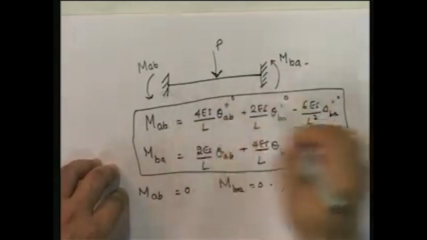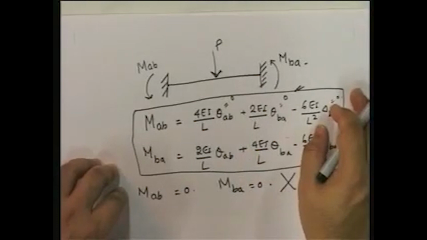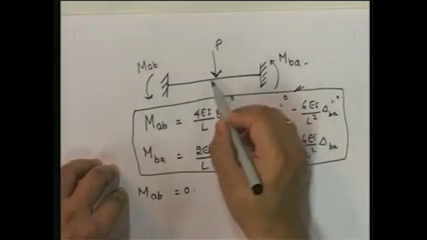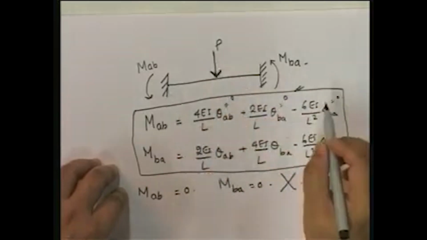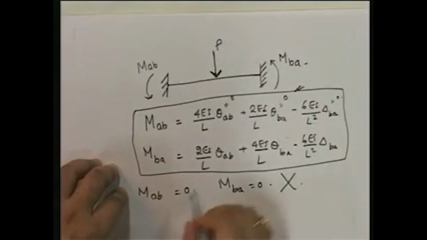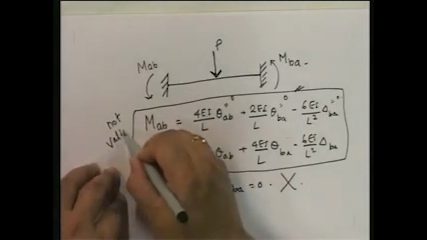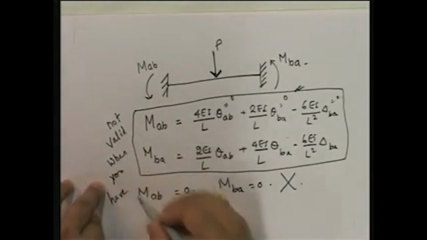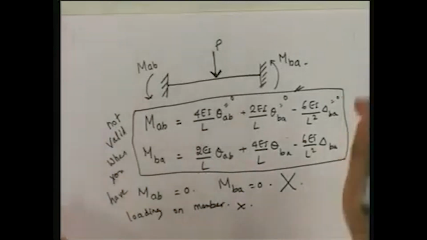When you have loads only on the joints, these kind of equations are okay, because remember last time when I solved, where did I apply the load? The load was a moment applied at the center support, which was at the joint. It was not on a member. But this kind of load is on a member, and when you have loading on a member, this is not valid.